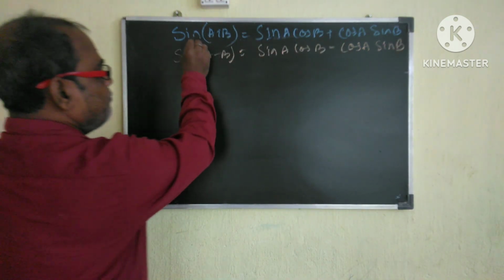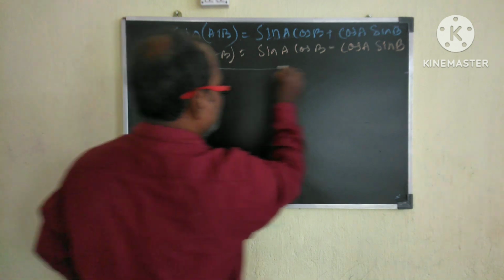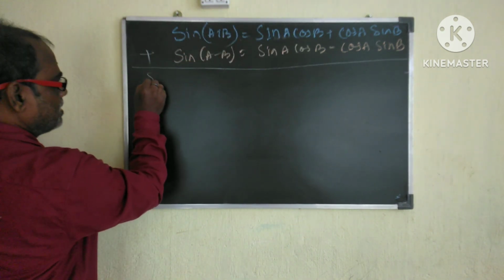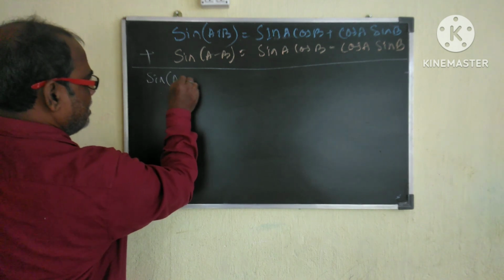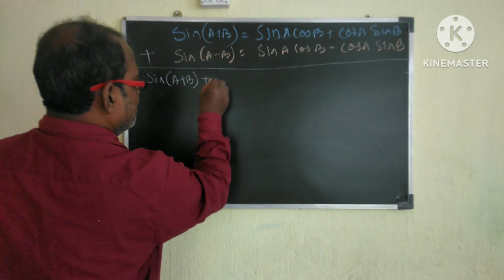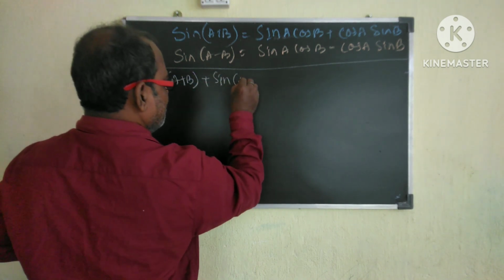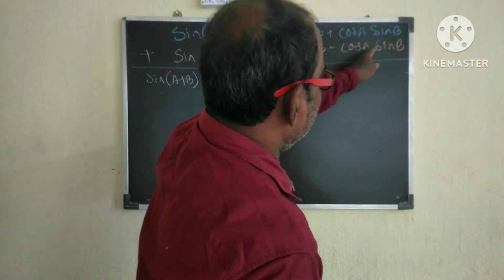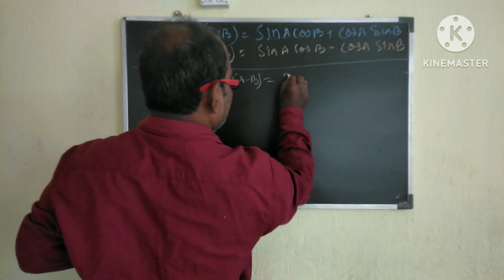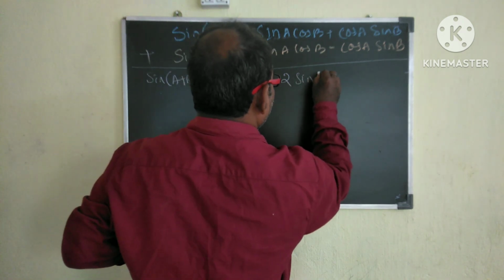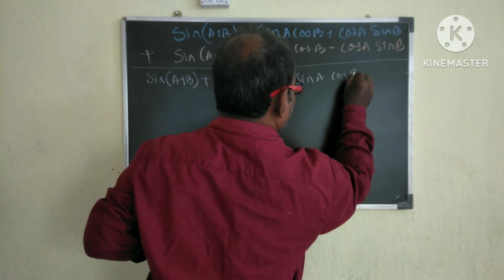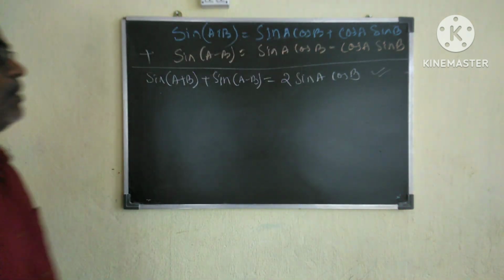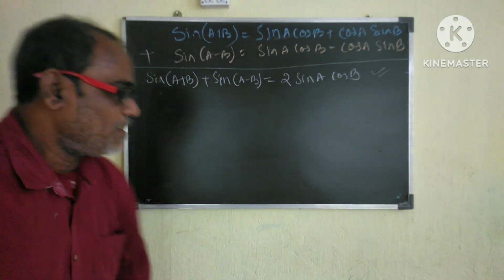So now if we add these two equations, then what we get here is sine a plus b plus sine a minus b equals, this 2 gets cancelled out, we get here 2 sine a cos b. So this is one of the most important formulas in trigonometrical functions.